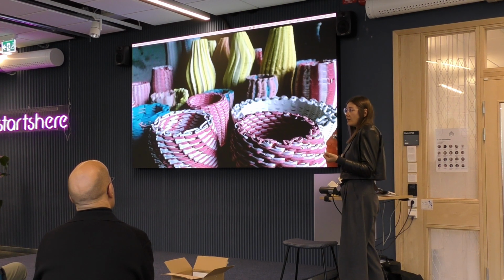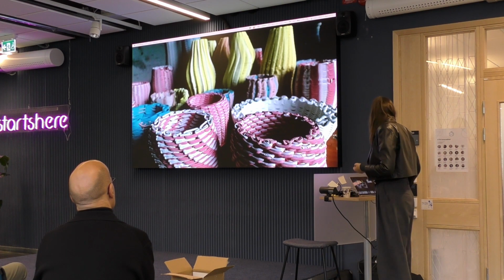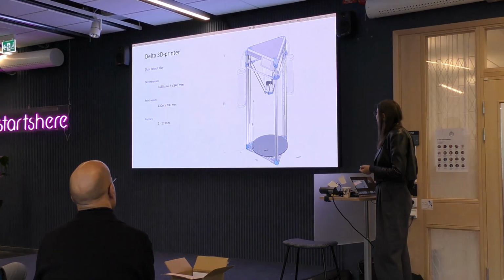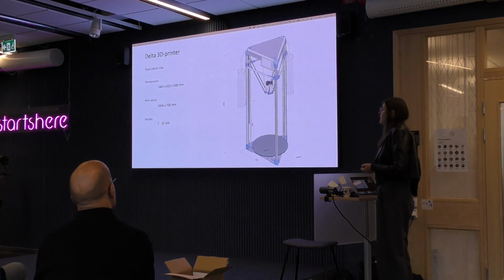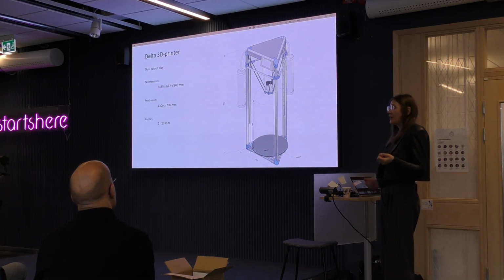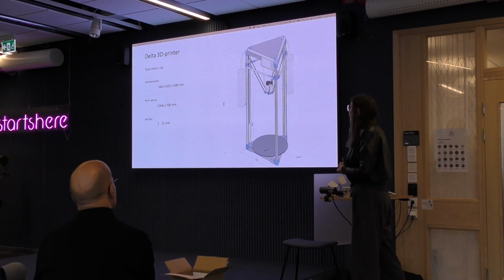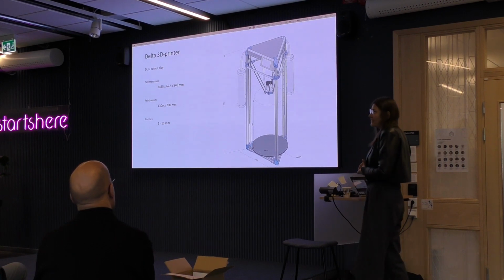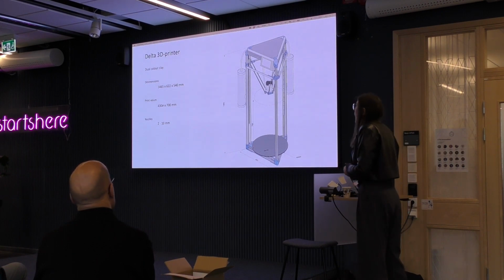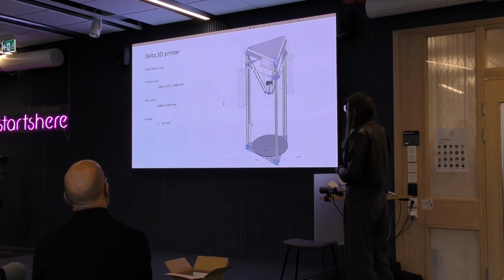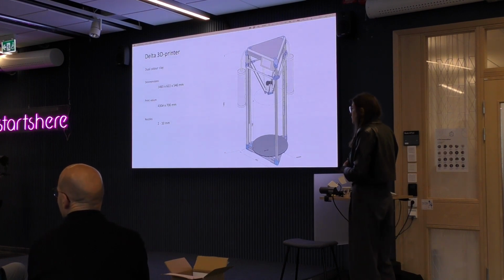We also integrate colors as a parameter in the design process. So for this purpose, we decided to work with clay, because we don't yet have the possibility to extrude dual concrete, so this technology is not available. But what we did is we developed this Delta printer that has a dual extrusion with clay.